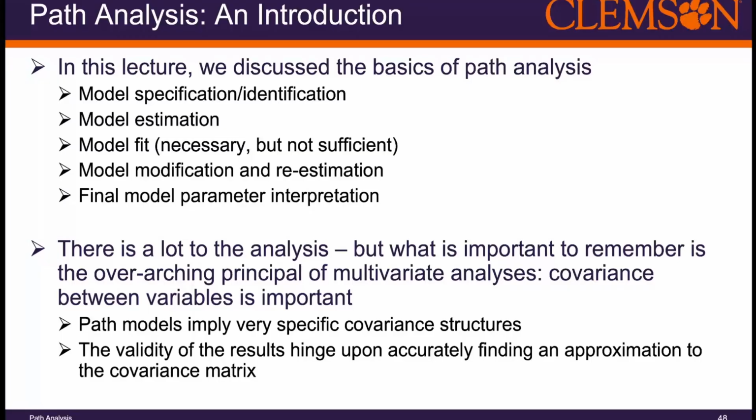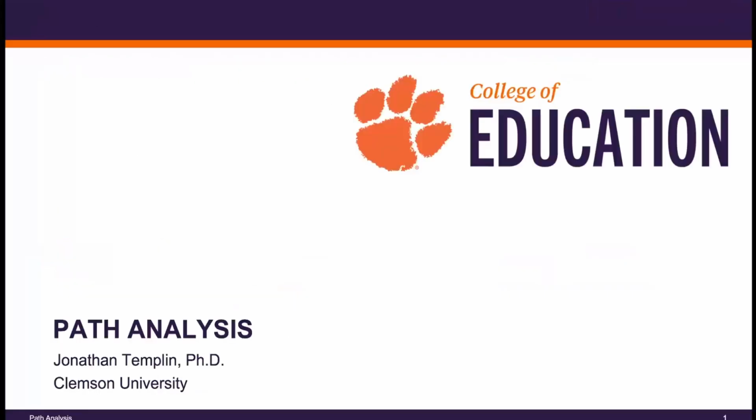What is important to remember is the overarching principle of multivariate analysis, that covariance between variables is important, or more broadly, the joint distribution of variables is important. Path models imply a very specific covariance structure, and the validity of the results hinges upon accurately finding an approximation to that saturated model covariance matrix.